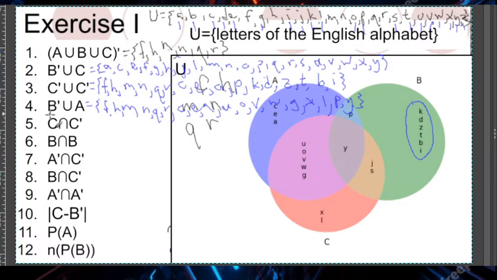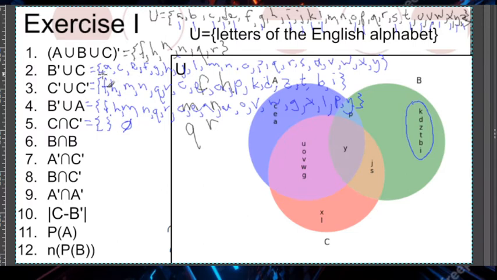Okay. Next, C intersect the complement of C. So C and everything outside of C, what's the common elements? And it's nothing, or we could write it this way. Do not do this. Do not do that.